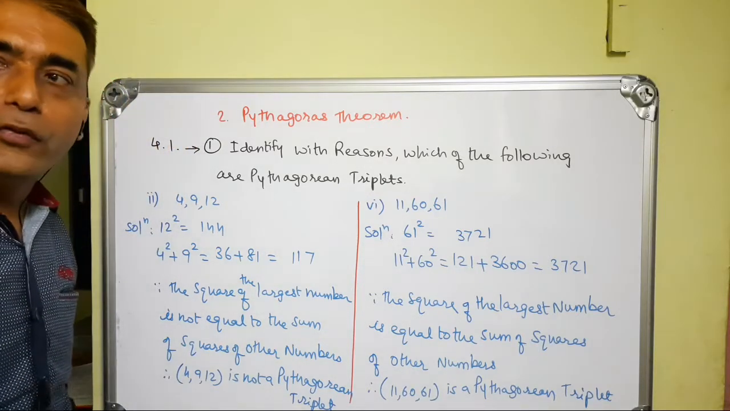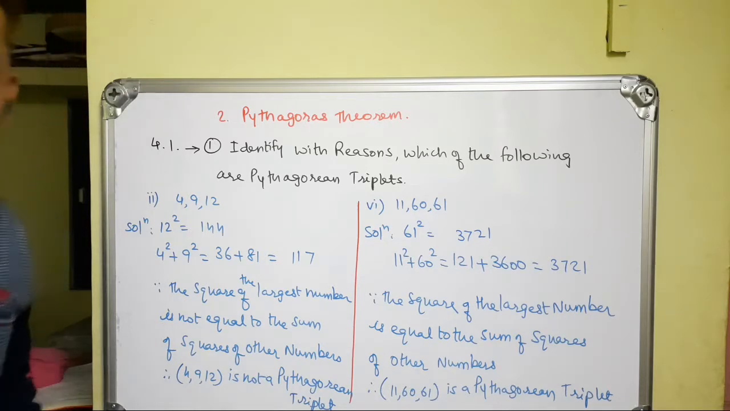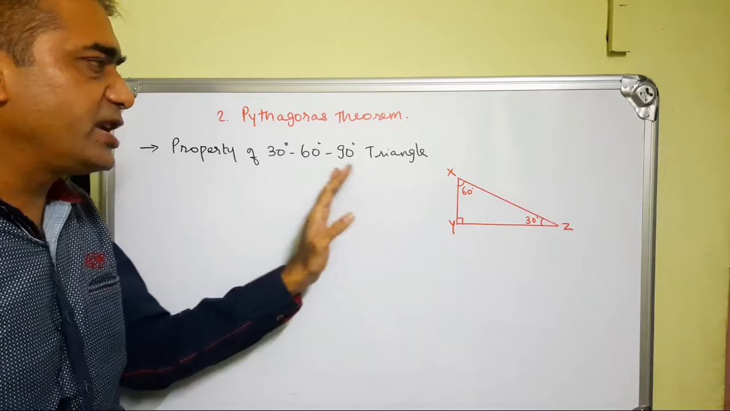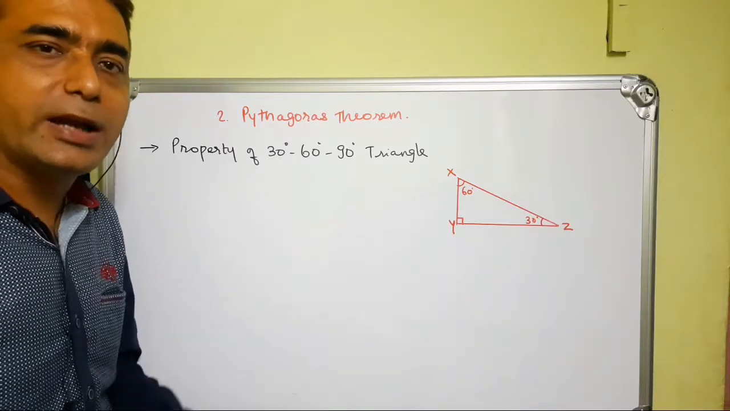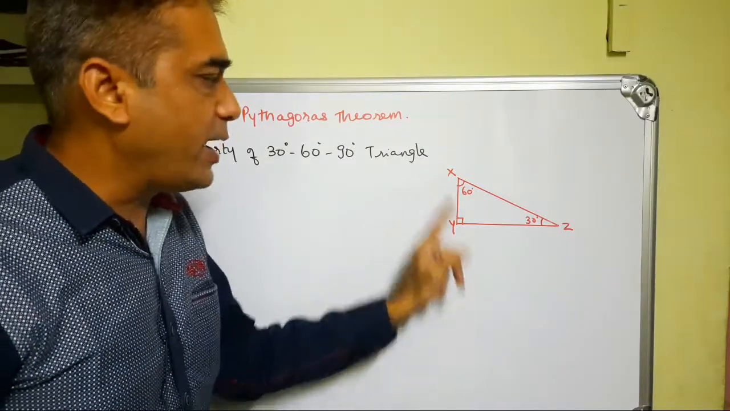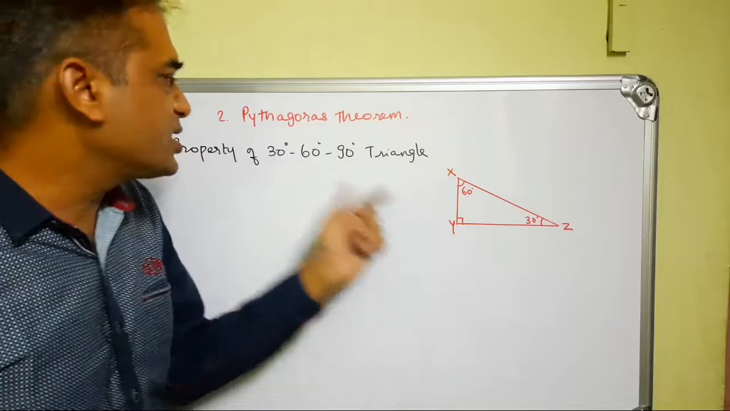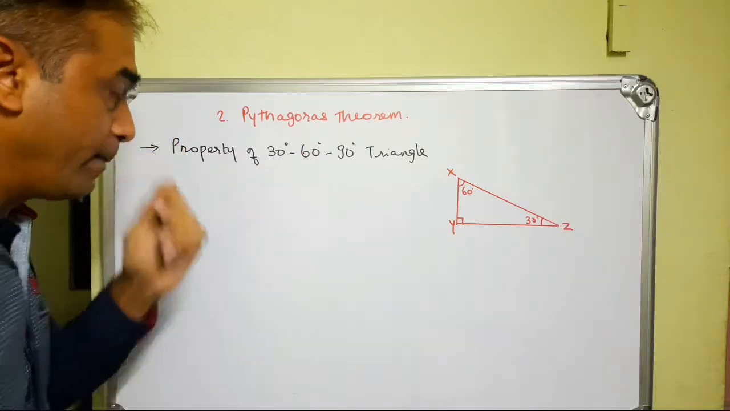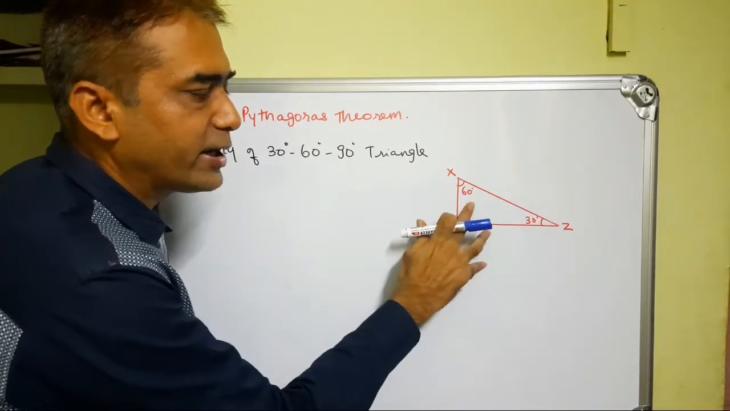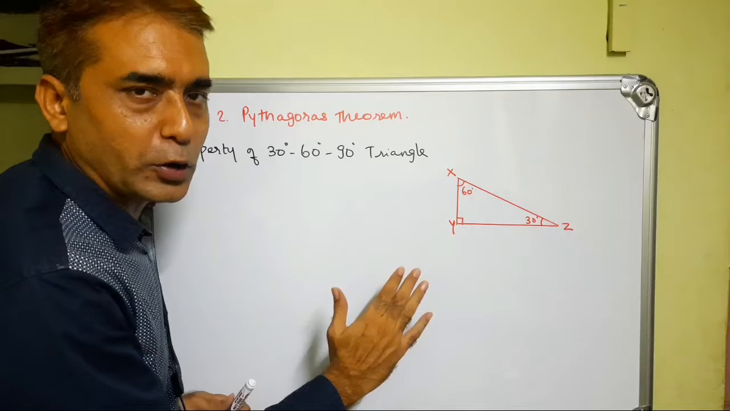Now we will move to our next concept, that is the theorem of 30, 60, 90 degree triangle. Let's revise the property of the 30, 60, 90 degree triangle. You have learnt it in standard 9th also, but let's revise again. This is a right angle triangle XYZ, in which the acute angles are 60 degree and 30 degree. Now what is this property? It says, if in a right angle triangle the acute angles are 30 degree and 60 degree, then the side opposite to 30 degree angle is half of the hypotenuse.